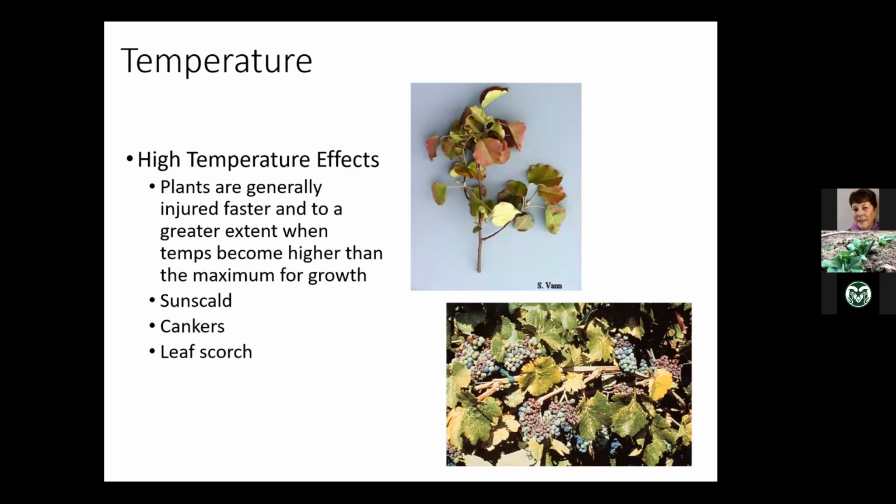We can see leaf scorch, where the margin edges of the leaves turn brown, and it's a pretty even browning of the entire leaf. That's leaf scorch. You can see this a lot. You can see leaf scorch a lot in the median strips on certain streets in Fort Collins.